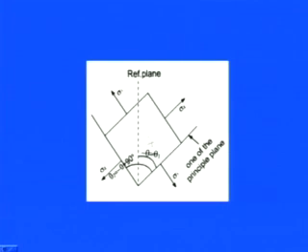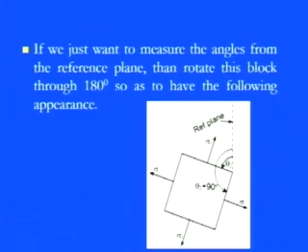So this one just gives you a clear picture that if theta is negative or theta is positive, we can simply go in the positive or negative direction on the two sides of the reference plane. If we want to measure the angle from the reference plane, then you need to rotate the block, because we want to see how those angles appear, whether they are with a minus sign or a positive sign.